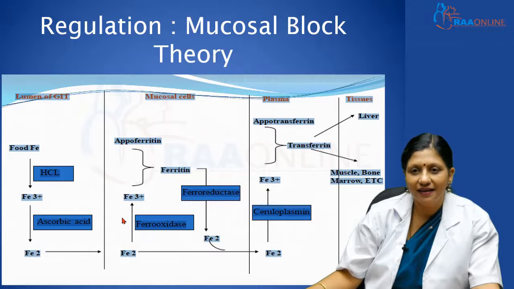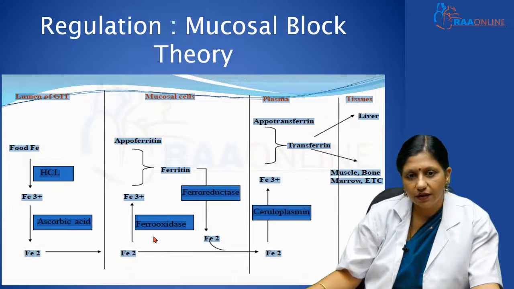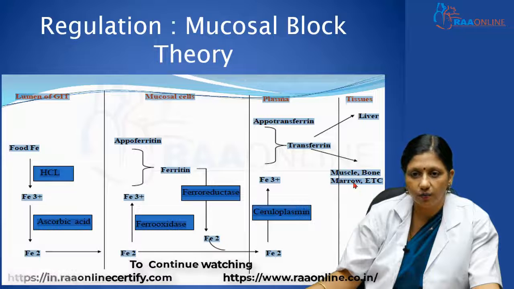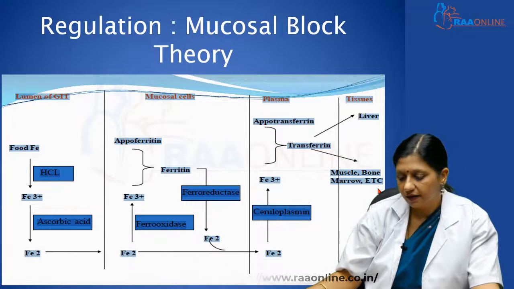Now how is the iron amount controlled? There is a mucosal block theory which says that the iron in the food at the level of the mucosal cells is absorbed, and then it is stored as apoferritin, and then comes as ferritin, and then it goes into the plasma, and then in the plasma there is formation and saturation of transferrin, and then it goes into the liver and into the muscle, bone marrow, and other tissues.